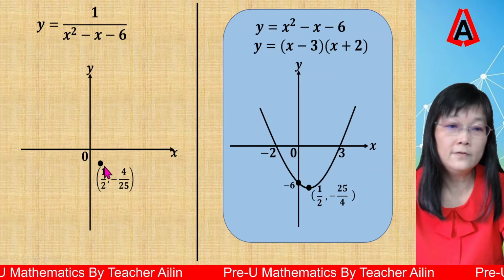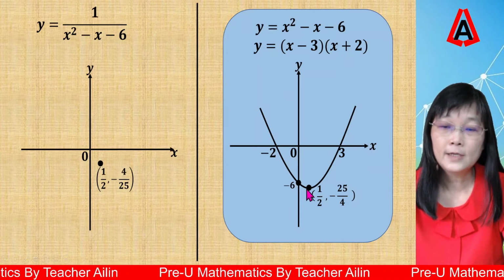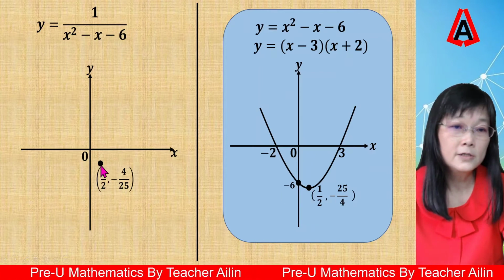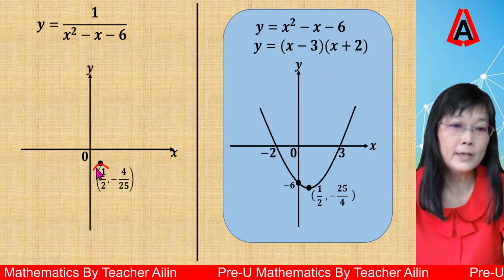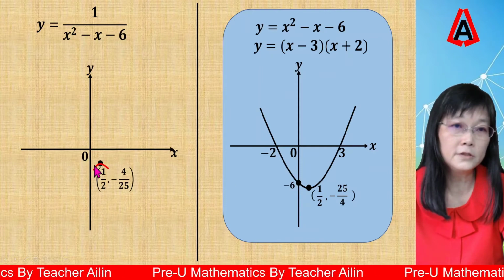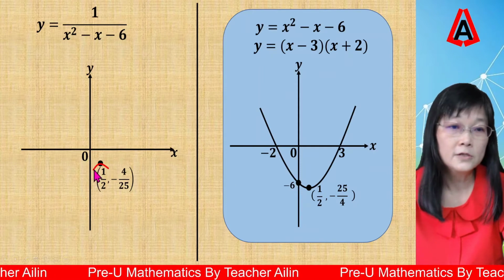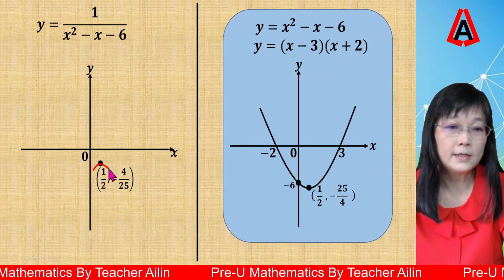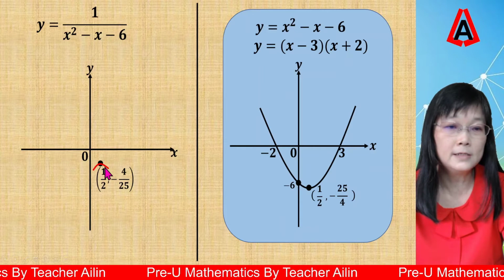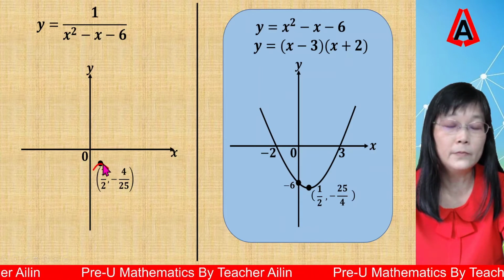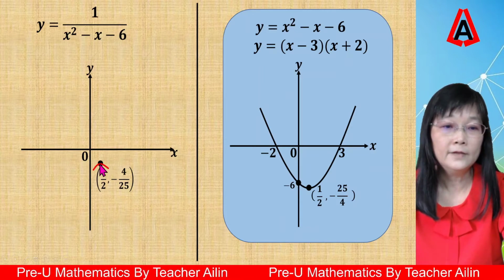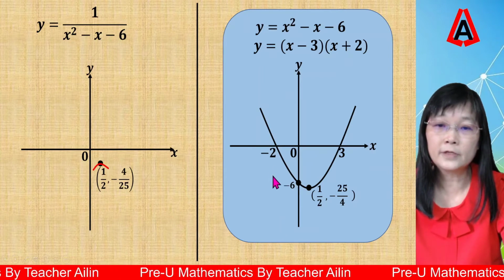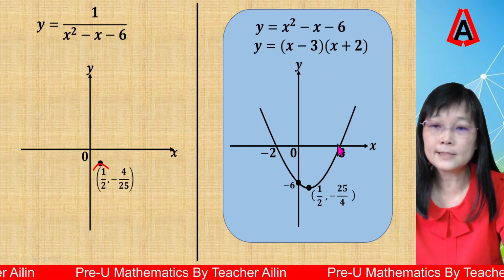So the value of x is still the same. And since this one is the minimum point, this one will become a maximum point after converting to the reciprocal function. So we use a small curve here to indicate that and to remind us that this point is a maximum point. Then after that, we try the next critical point, that is the x-intercept.